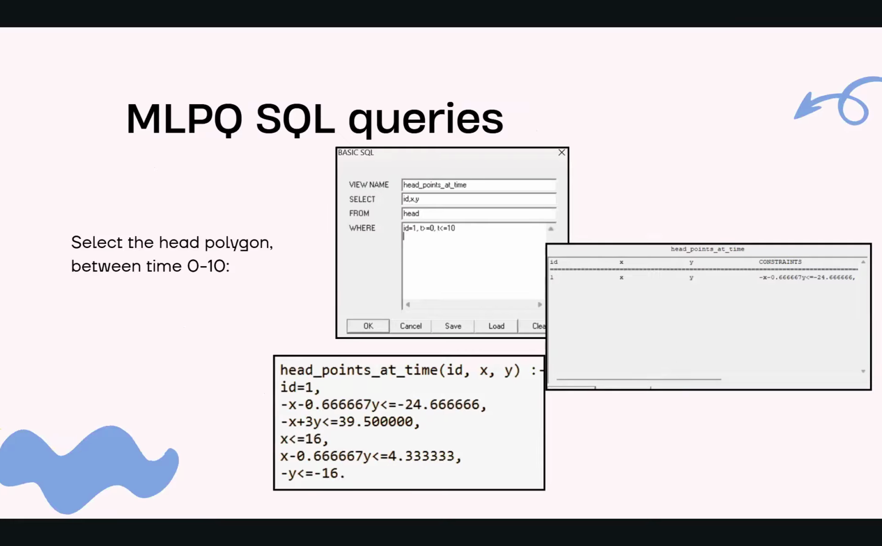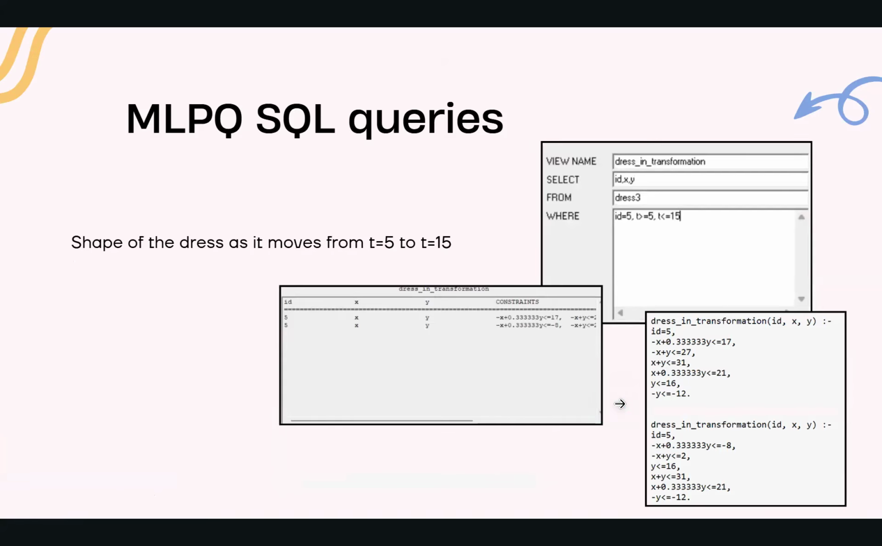For our project, we have different ways of using SQL queries. One of them is for finding the constraint for a specific polygon in a specific time. For example, here we are using a basic query to find the head polygon between time 0 and 10. And during that time, the head is not moving. Here we are trying to find the shape of the dress during time 5 to 15. And during that time, our dress is moving.